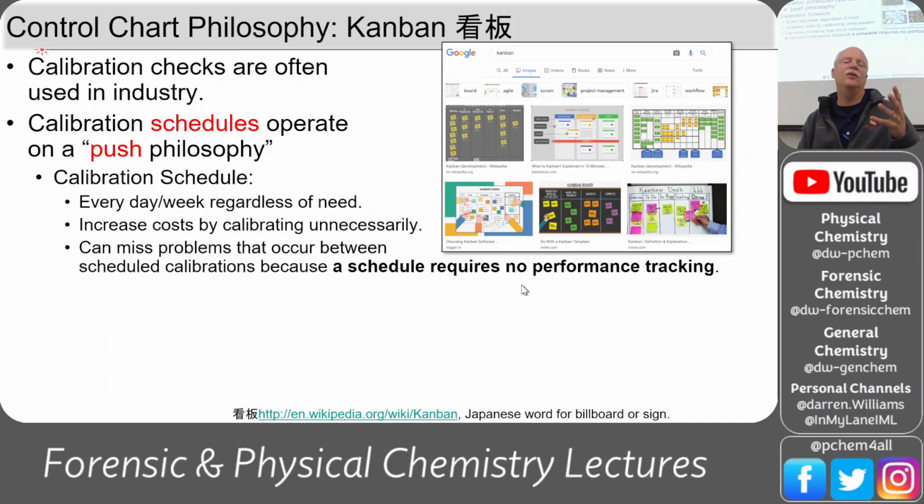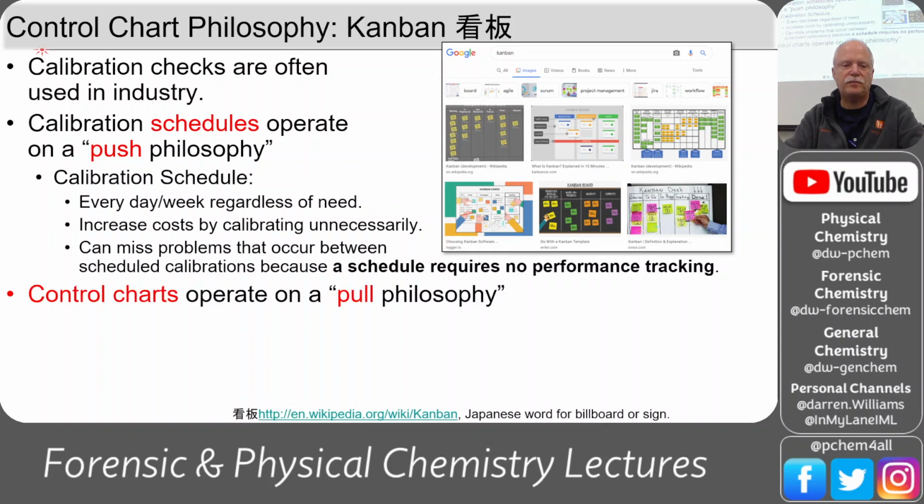performance tracking. So let's say you're calibrating on a weekly schedule, and on Wednesday the process goes out of control, but you won't know it because you're not going to calibrate till the next Monday. And so the Wednesday, Thursday, Friday samples are off because the instrument changed. Now, most analytical chemistry procedures would have check samples in there. Even if they don't control chart them, they put them in so that they can detect if the calibration has drifted or the instrument has drifted. So control charts operate on a pull philosophy.